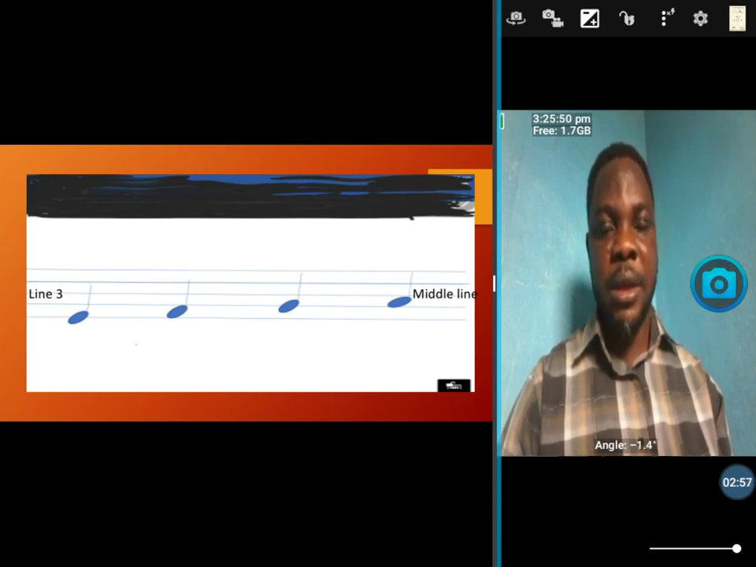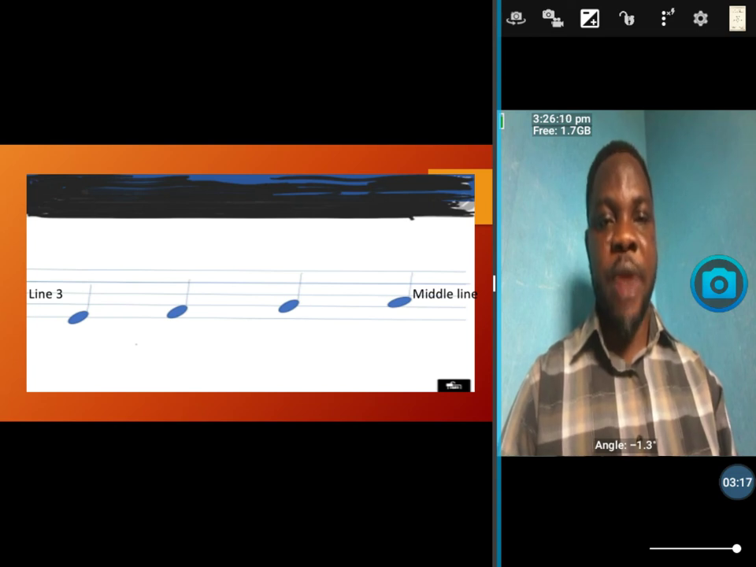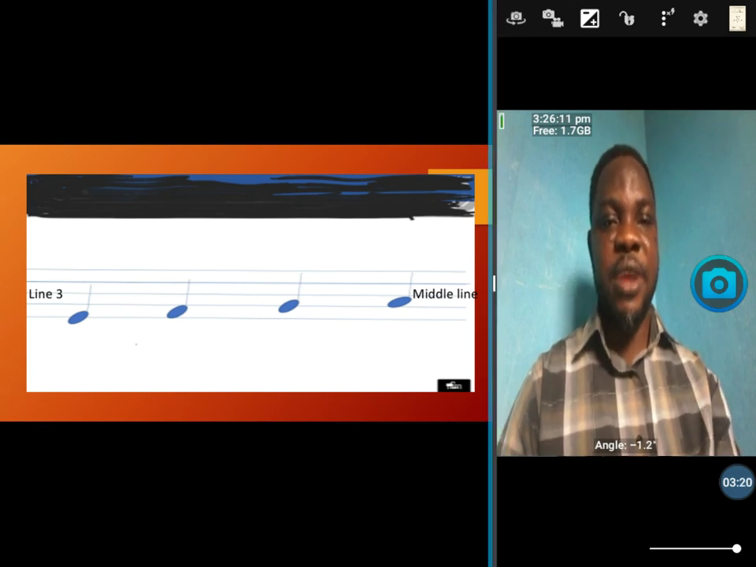Look at the first one. The stem is upward through the right side of the note. The second note as well, upward through the right side of the note. The third one the same, and the last one too. The stem is pointing upward through the right side of the note itself. That is the rule number 1. Upward to the right. Let's check the second rule.